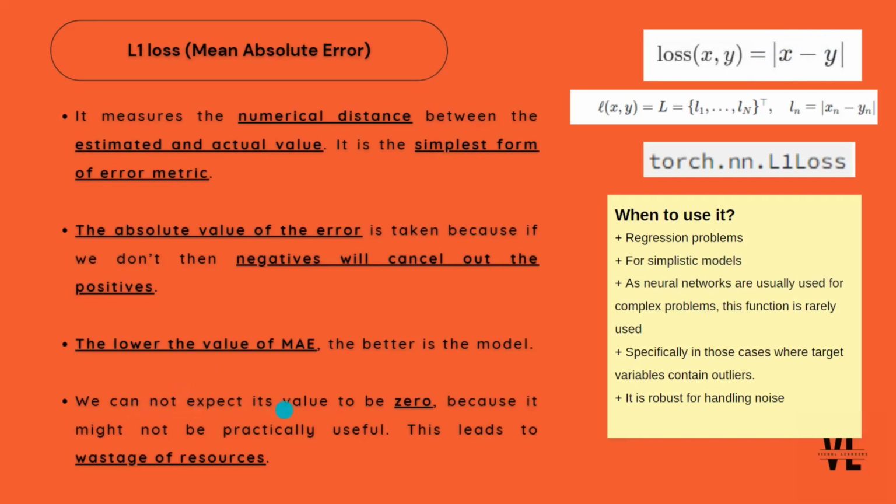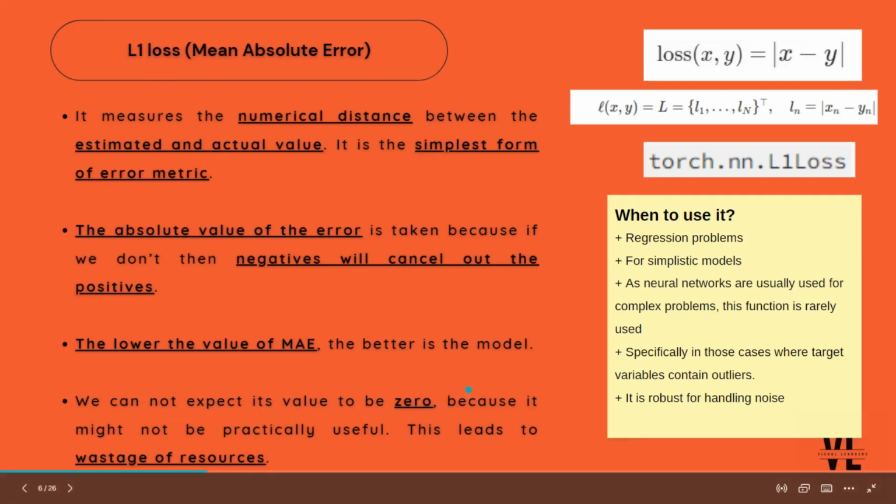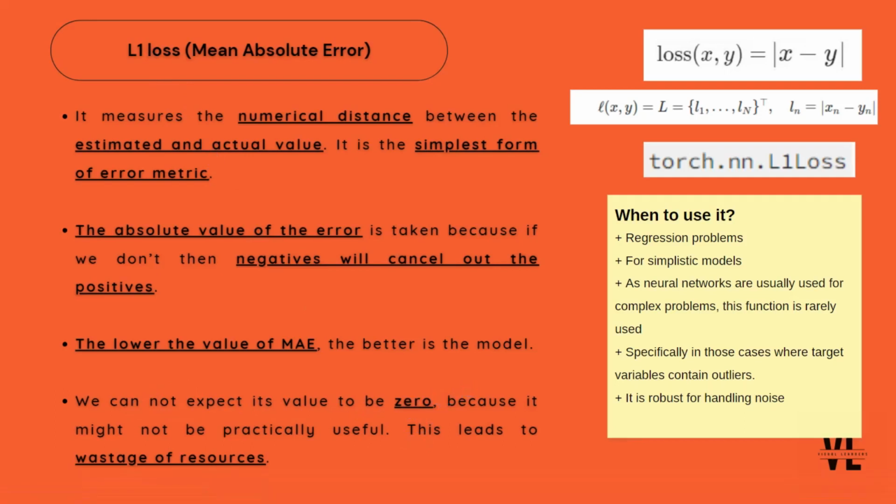We cannot expect its value to be zero in the case of L1 loss because it might not be practically useful, and this leads to wastage of resources. So even though the loss is not going to converge to zero, as long as it's very small, it might be enough. So when to use L1 loss? The first one is for regression problems.